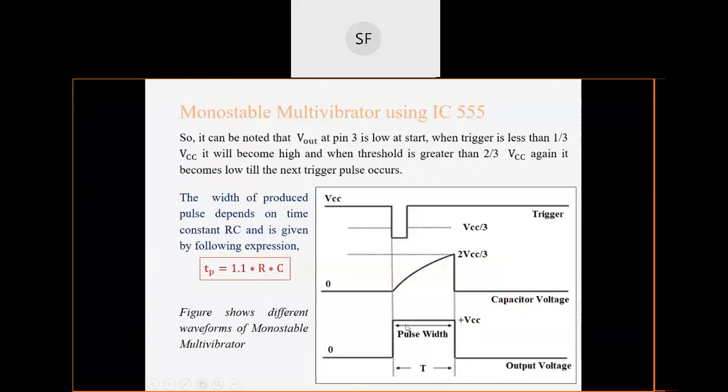और फिर क्या होता है, हाई कब तक रहेगा, it will be decided by this 2/3 VCC. तो जब कैपेसिटर के अक्रॉस का वोल्टेज जब 2/3 VCC से बढ़ जाएगा, at that moment what will happen, again the output state will change from high to low and it will remain as it is. So at the output you will get a pulse. Your output will be like this. So hence it is also called as pulse generator.